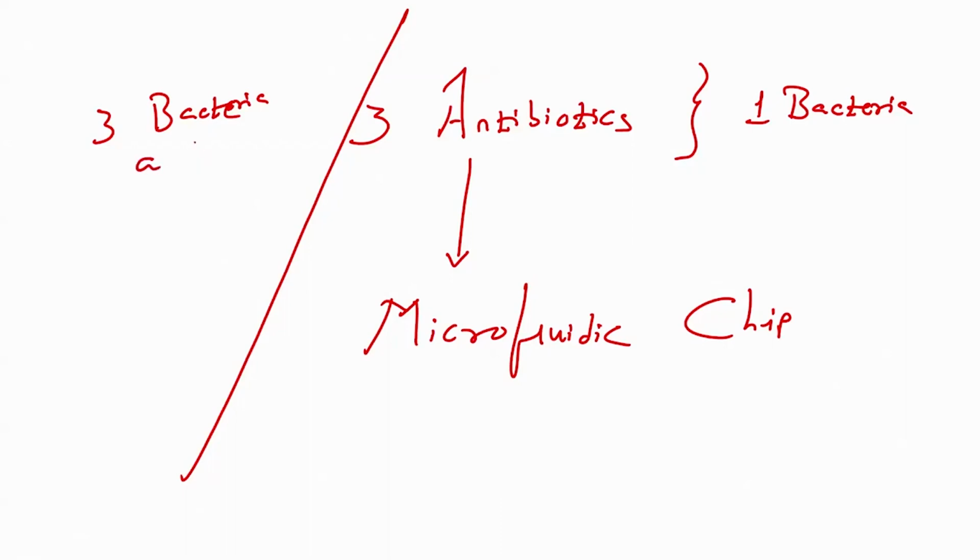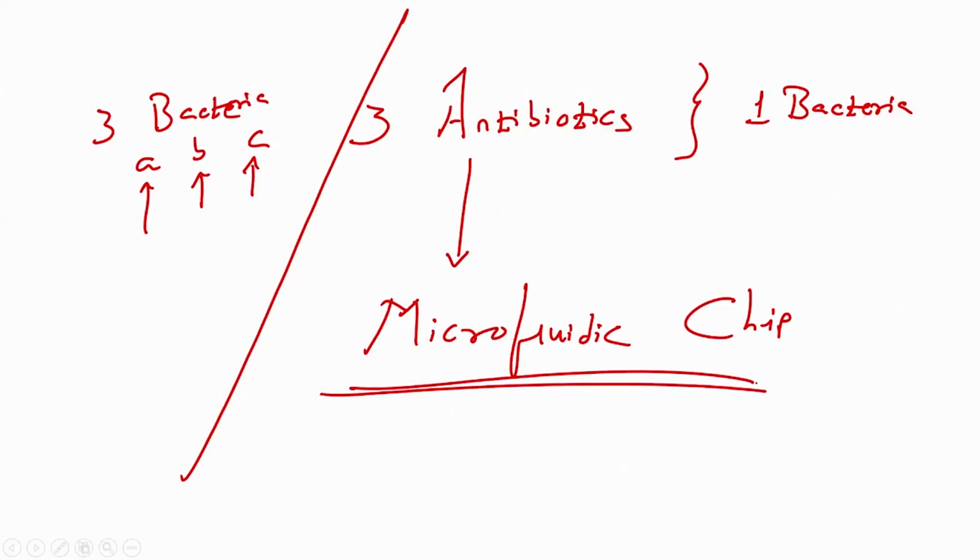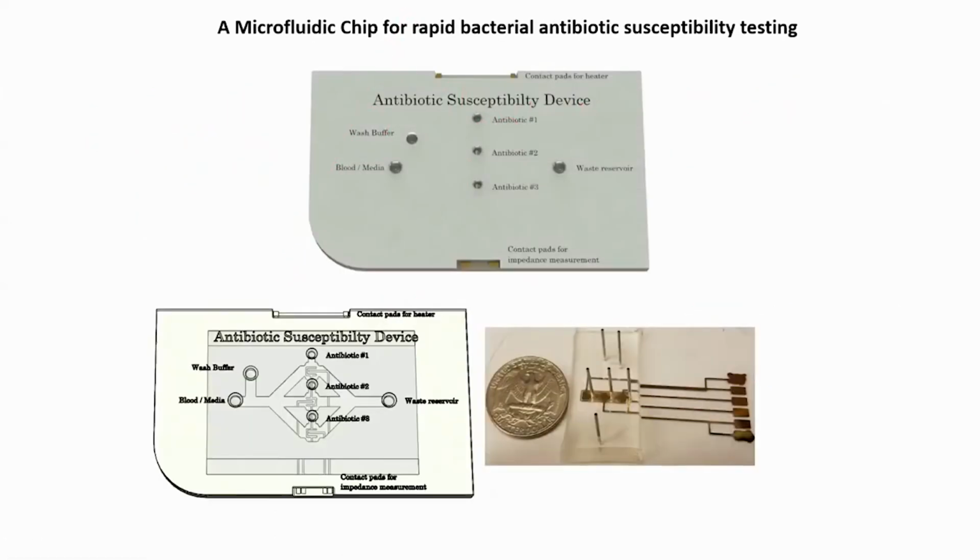Let us say there is bacteria A, B and C that you capture, you can test antibiotic for A, antibiotic for B, antibiotic for C at the same time using a microfluidic chip. So, what do I mean by that? Let us see.